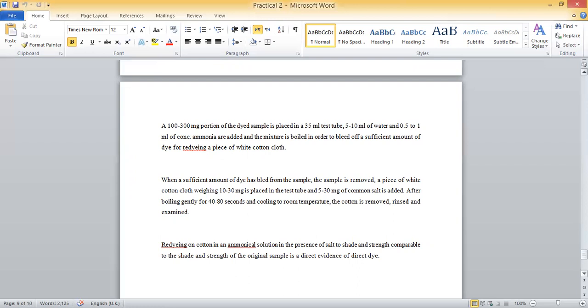The white cloth weighing 10 to 30 milligram is placed in the test tube. 5 to 30 milligram of common salt is added. After boiling gently for 40 to 80 seconds and cooling to room temperature, the cotton is removed, rinsed and examined. So re-dyeing on cotton in an ammoniacal solution in the presence of salt to a shade and strength comparable to the shade and strength of the original sample is direct evidence of direct dye.